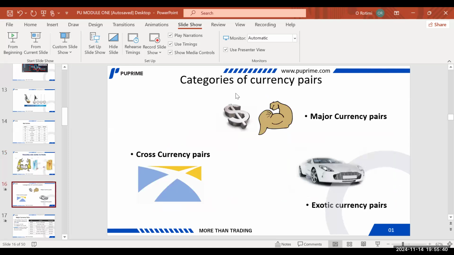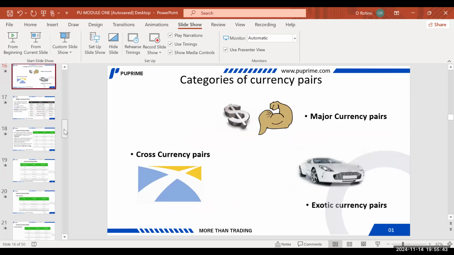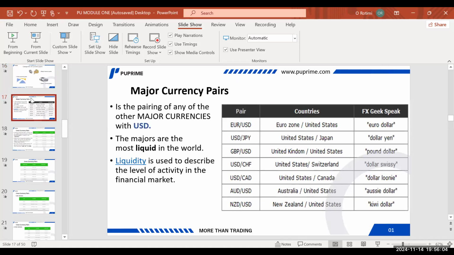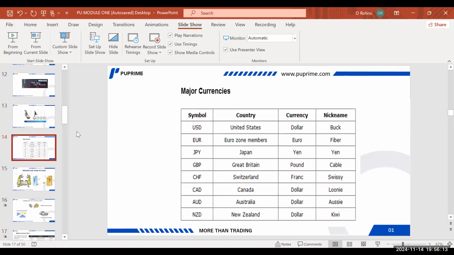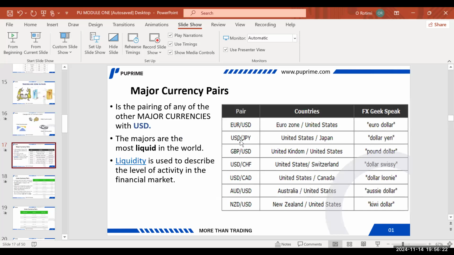Now, there are three categories of currency pairs. There is the major currency pair, the cross currency pair, and exotic currency pair. I'll tell that again. We have the major currency pair, the cross currency pair, and the exotic currency pair. Now, the major currency pairs are formed when we match any of the major currencies, which we mentioned earlier, with the dollar. This is the table showing us the major currencies. When you match any of these currencies with the American dollar, you have formed a major currency pair. And that's what you can see on the table here.